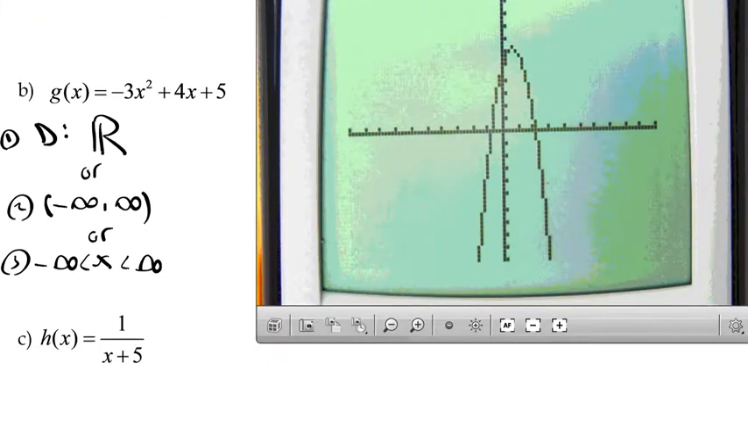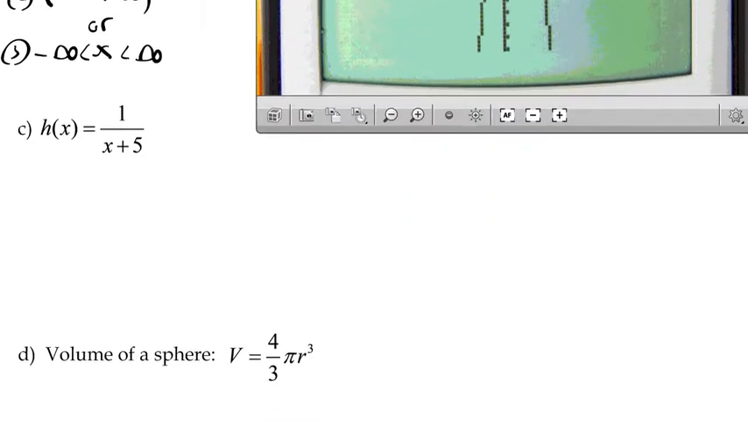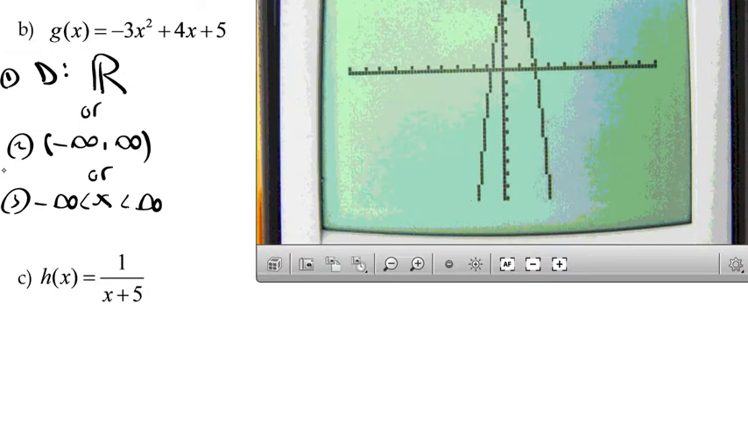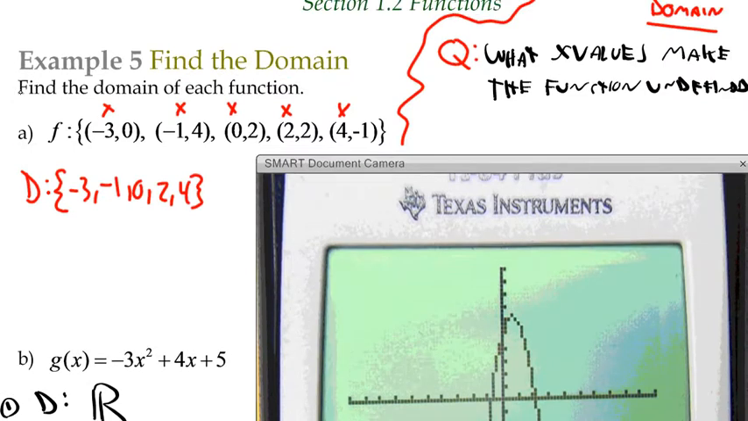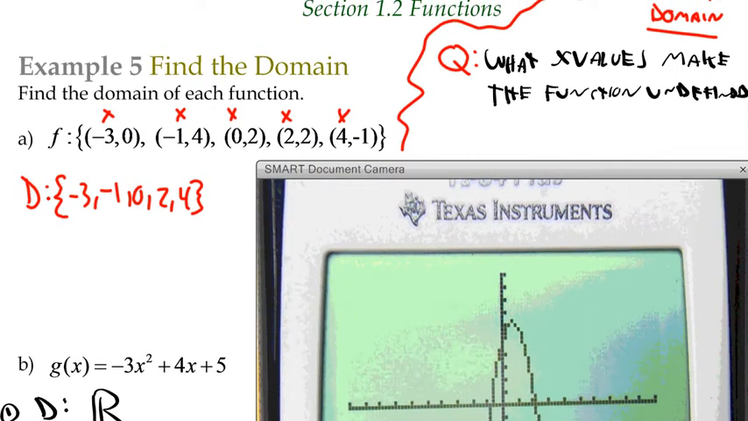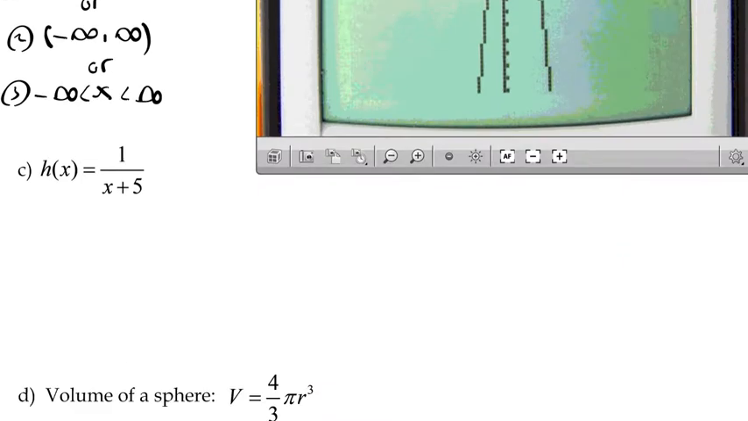Okay, let's make sense now of this next one, h of x equals 1 over x plus 5. Again, let's ask ourselves the question, what values of x make the function undefined? Undefined, meaning it's not possible to actually get a value if you plug in some x value. Well, let's think about this for this function that I'm having you find the domain of. 1 over x plus 5.